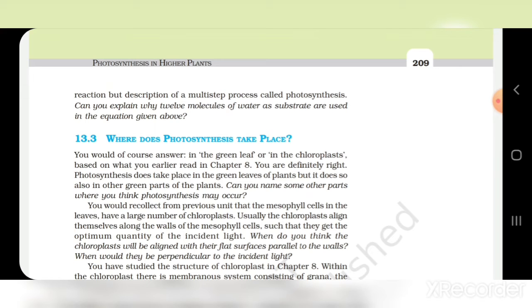The main site of photosynthesis in plants is the chloroplast. The chloroplasts are a type of green plastid. We know there are three types of plastids present only in plants. Chloroplasts are one of them, and these help in the synthesis of organic food, that is glucose, and are found only in plant cells.